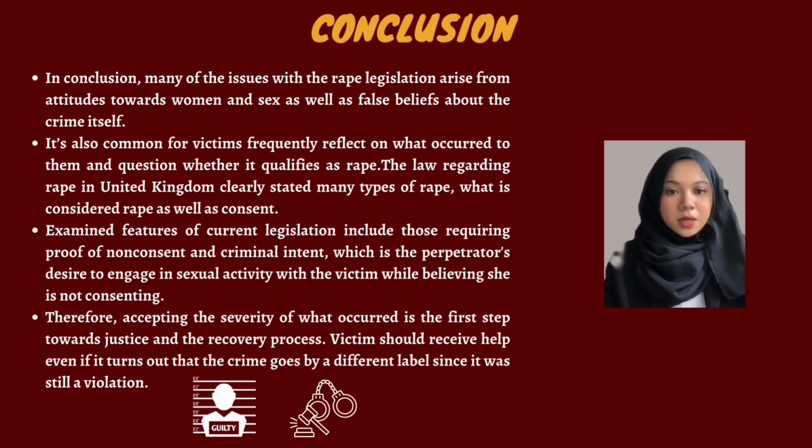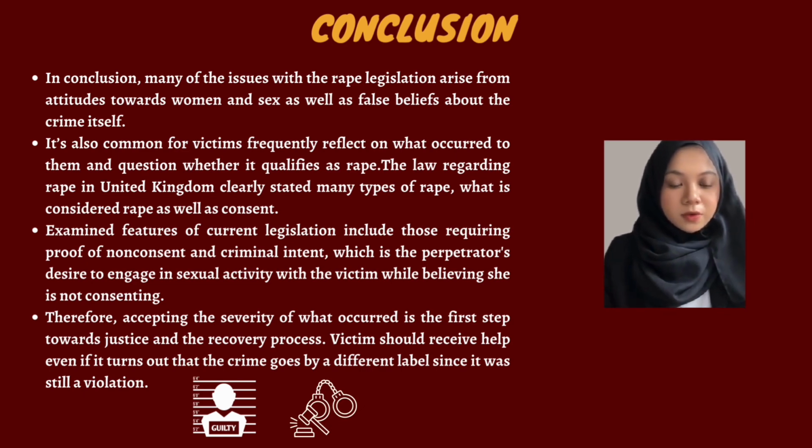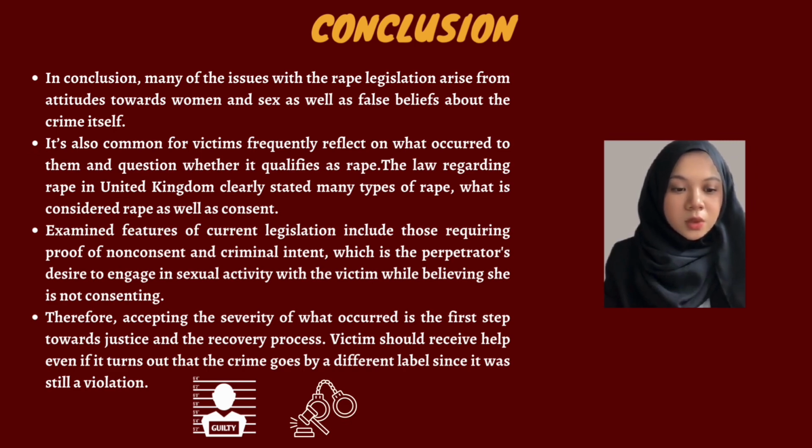In conclusion, many of the issues with the rape legislation arise from attitudes towards women and sex, as well as false belief about the crime itself. It's also common for victims to frequently reflect on what occurred to them and question whether it qualifies as rape. The law regarding rape in the United Kingdom clearly states many types of rape, what is considered rape, as well as consent. Examined features of current legislation include those requiring proof of non-consent and criminal intent, which is the perpetrator's desire to engage in sexual activity with the victim while believing she is not consenting.